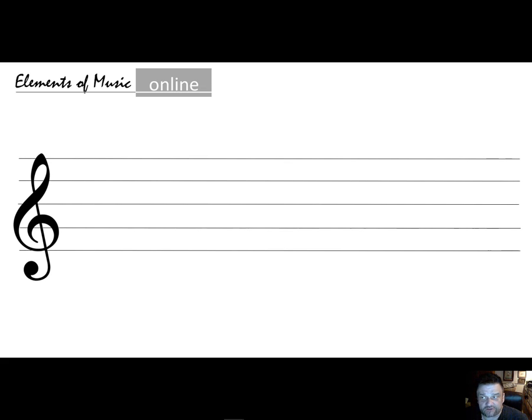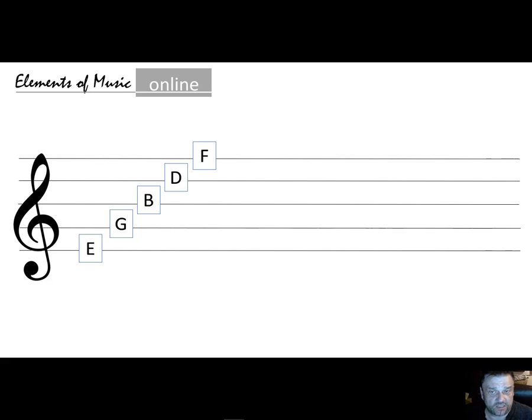Okay, so let's just take a regular music staff and take a look at it. Okay, there it is. 5 lines, 4 spaces, treble clef. And let's put those lines in there. Okay, so first bottom line, E, next line up is G, next line up is B, next line up is D, next line up is F. Now let's add the spaces to that. We have F, A, C, E.